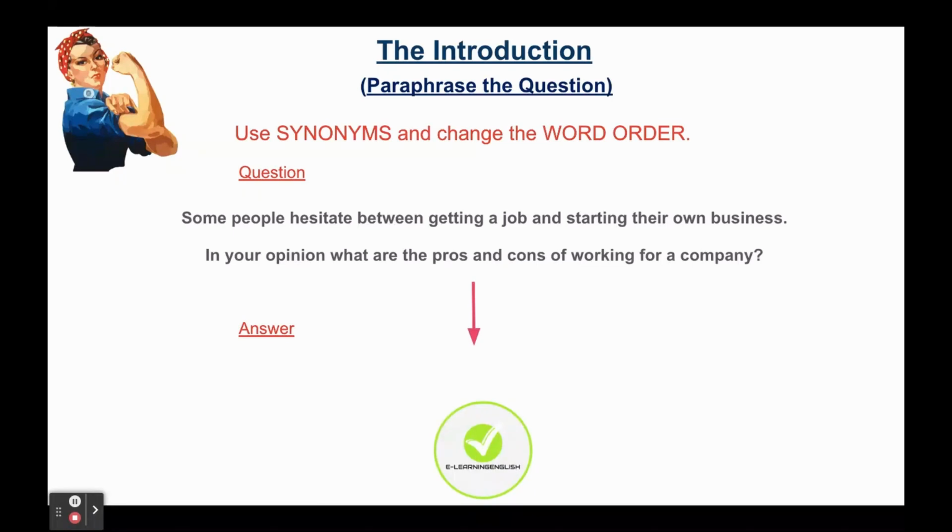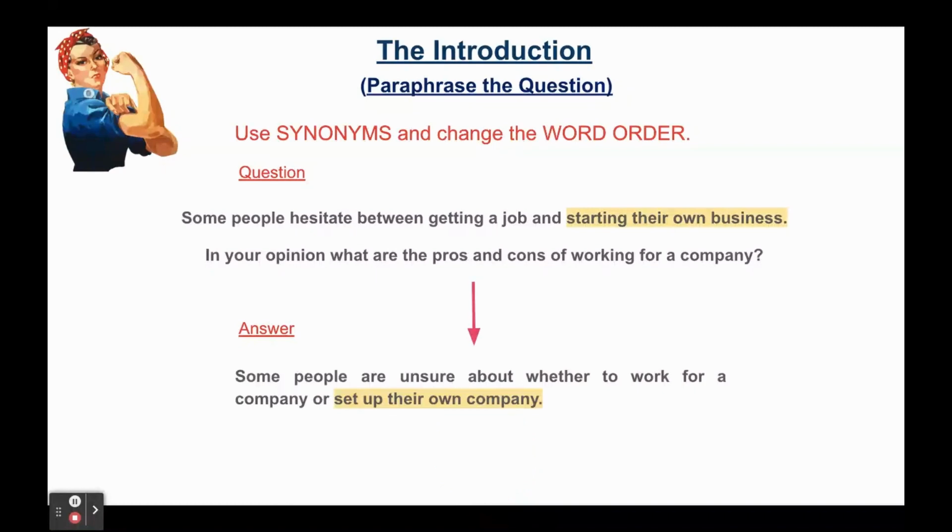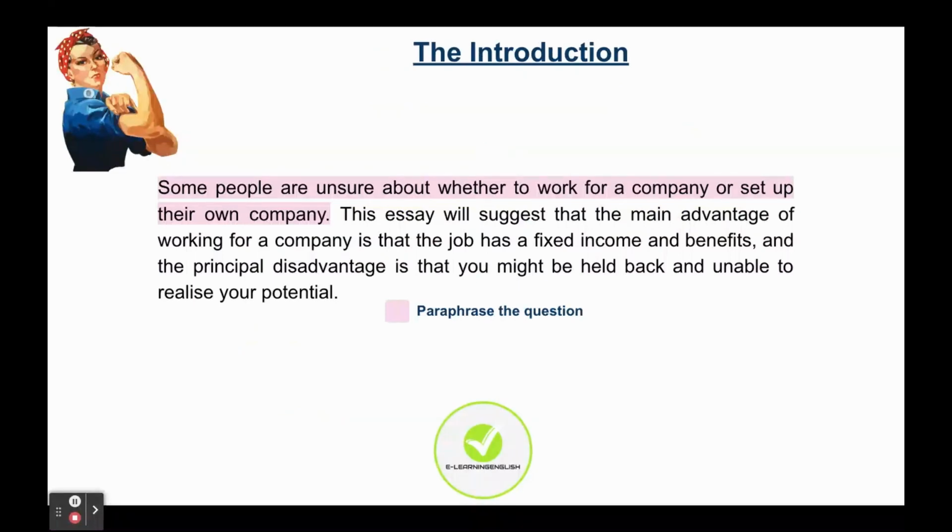Now today we haven't changed the word order, but we have used 3 synonyms. And here is the first one. So instead of writing starting their own business, we wrote set up their own company. Instead of hesitate between, we used are unsure about. And instead of getting a job, we used work for a company. Okay, so you can see that synonyms are a great way to paraphrase the question.